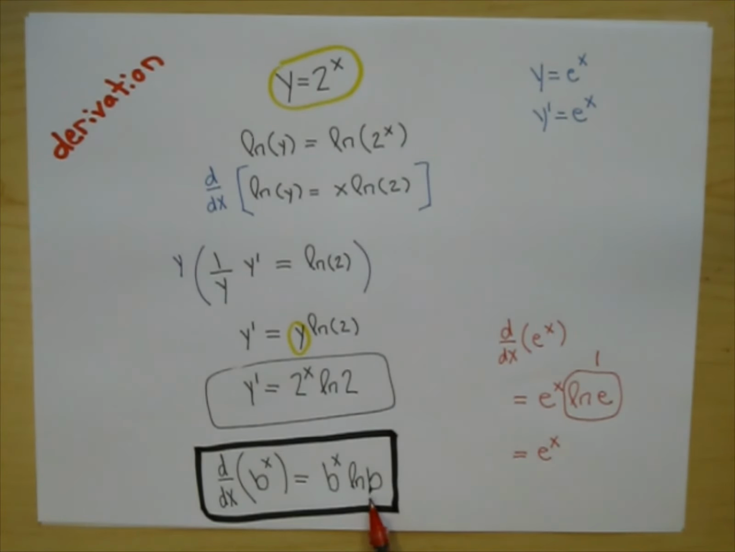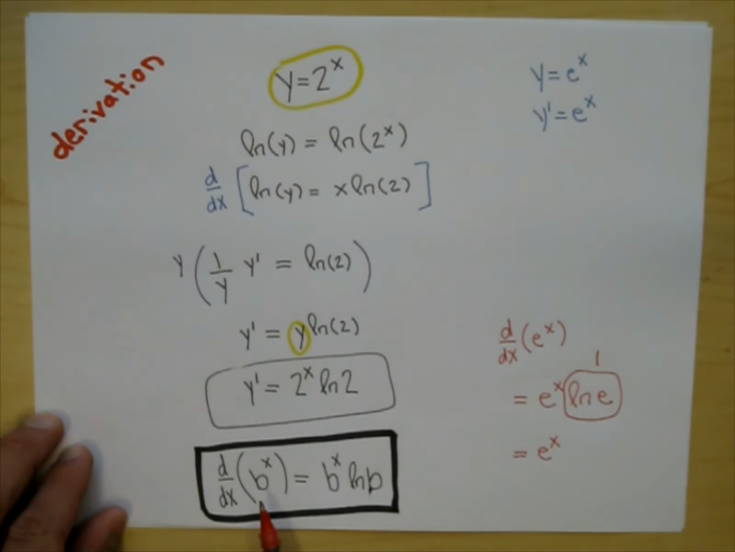All the other times, when the base is something else besides e, then you're going to have ln of that base, which is not going to just become 1. The only time it is 1 is when it's ln e. So yes, this even applies to e to the x, and we see it applied there. And so this is our new formula that we have.